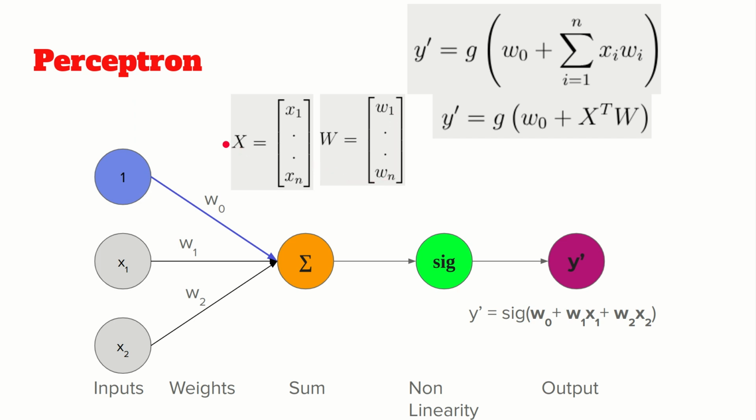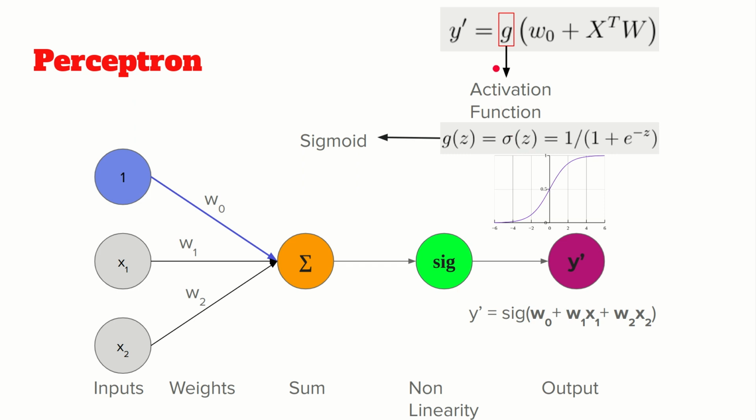We can take the product of x and w by taking the transpose of x. So x transpose w will be this matrix multiplication, and this is nothing else but the same as the summation that we calculated above. So we can reduce this summation to matrix notation to get the final formula for our single perceptron calculation, which is y prime equals g of w0 plus x transpose w, applying a non-linear function on this.